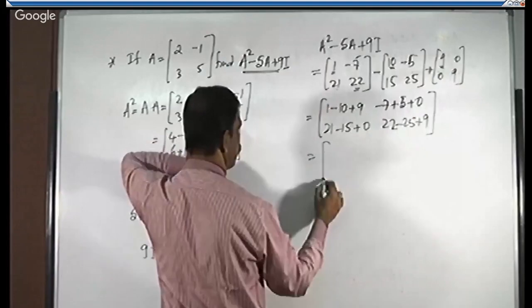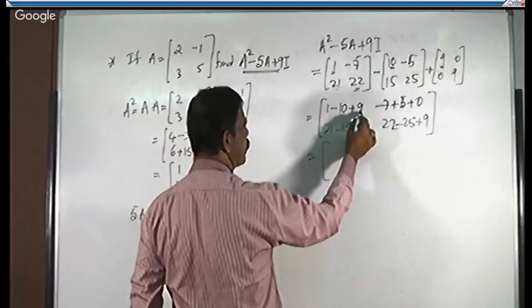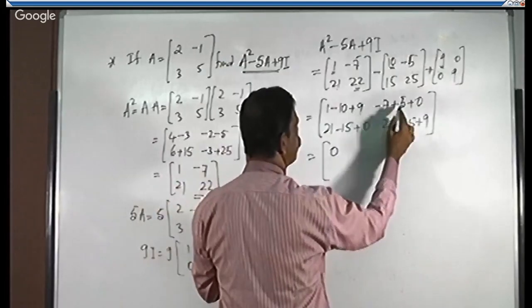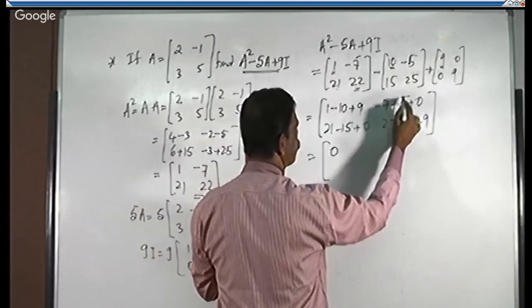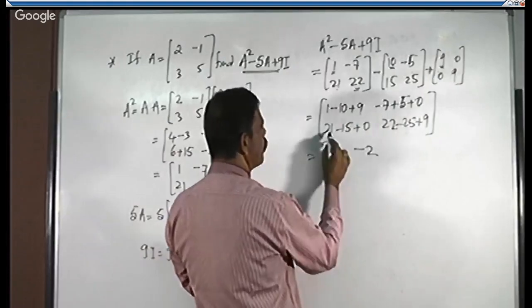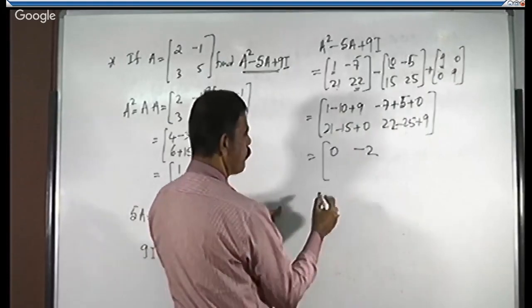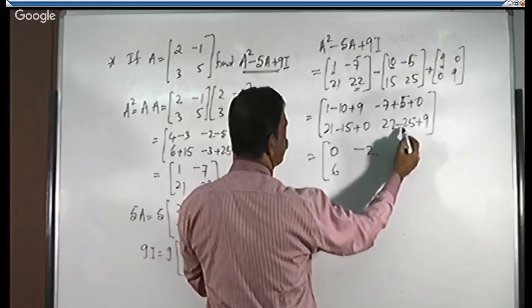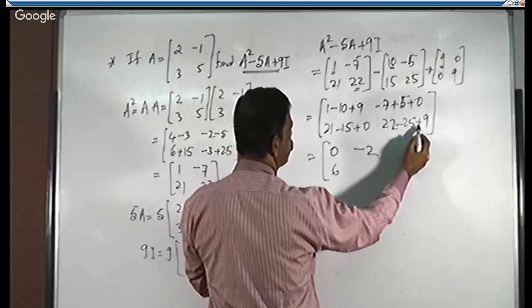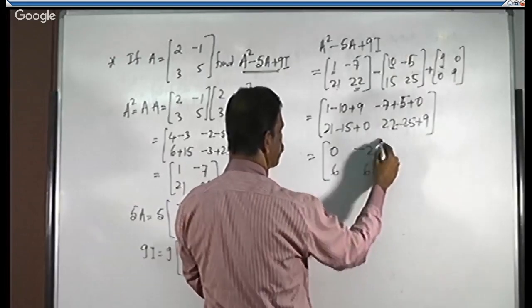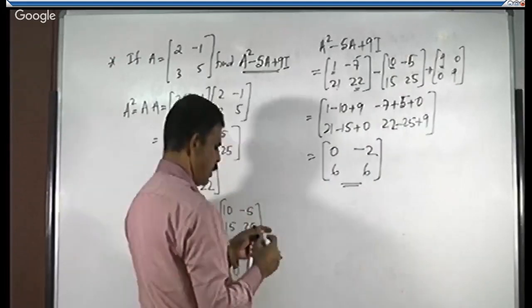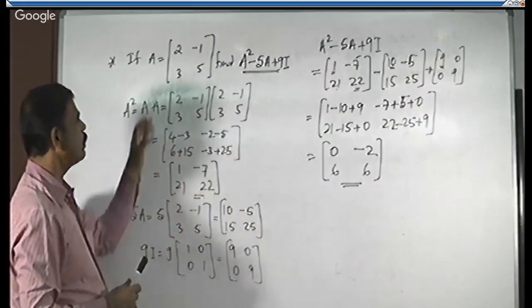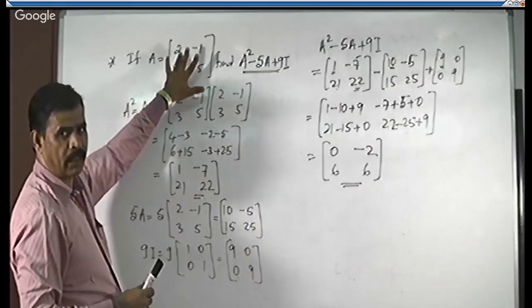So finally we get 1 plus 9, 10. 10 minus 10 is 0. Minus 7 plus 5, it is minus 2. 21 minus 15, it is 6. 22 minus 25, it is minus 3. Minus 3 plus 9, it is 6. This is the expression value. It is found using the given matrix A, right?